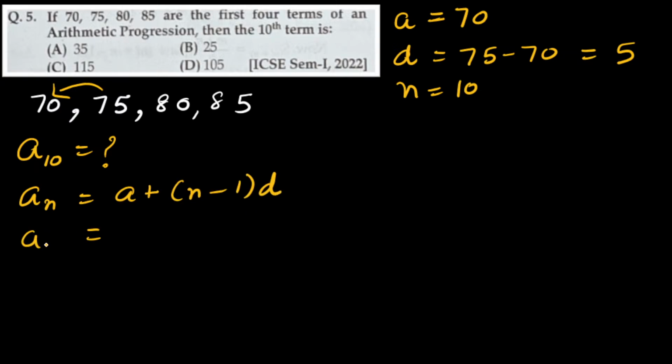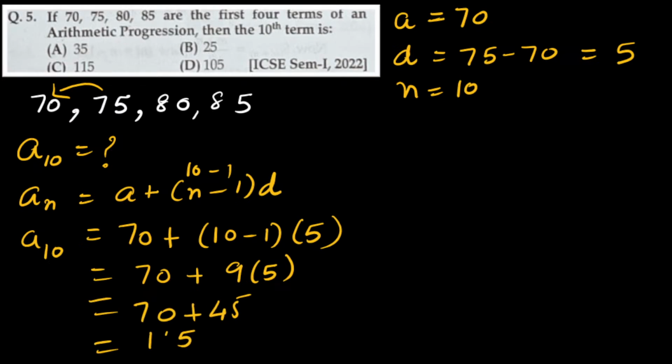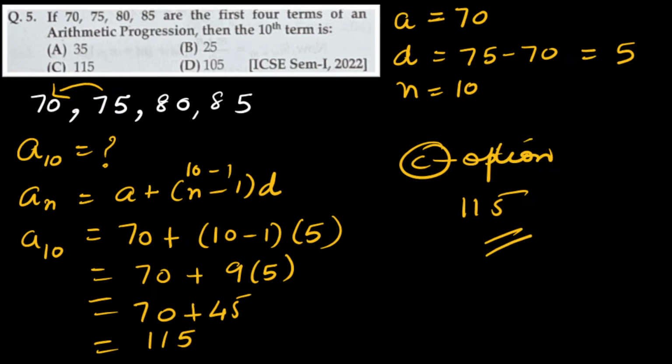So an means a10 we have to find. Let's substitute the values. a's value is 70 plus 10 minus 1 into d. d's value is 5, because n's value is 10, so I am just substituting here. So 70 plus 10 minus 1 is 9, 9 into 5, so 70 plus 45. So 115. So option C, 115. Yes, you all are getting the same answer. So option C, 115 is the correct answer. Let's do the next question now. Question number 6.